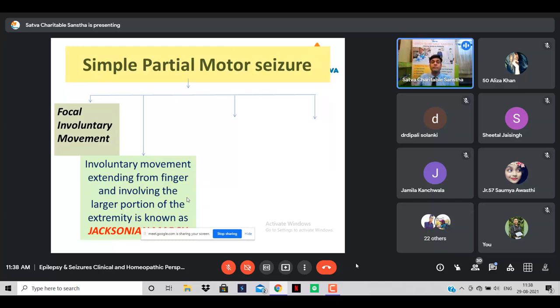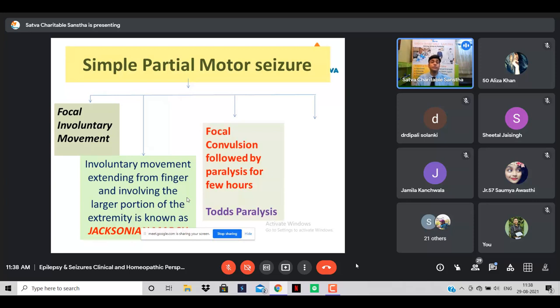Or it may go to other parts of the body. It is known as Jacksonian epilepsy, or Jacksonian march. These types of convulsions were first studied by a gentleman named Jackson, and because of the honor, we label it as a Jacksonian march. I think these convulsions are given in our Materia Medica. Let us understand step by step, and it will be easier for you to remember.